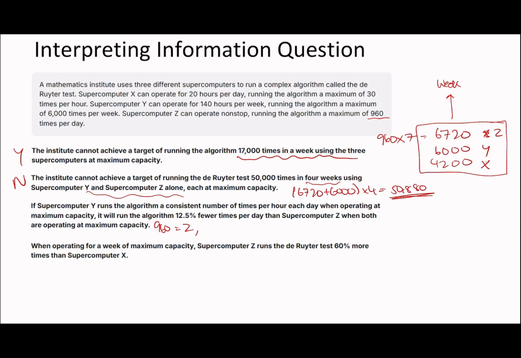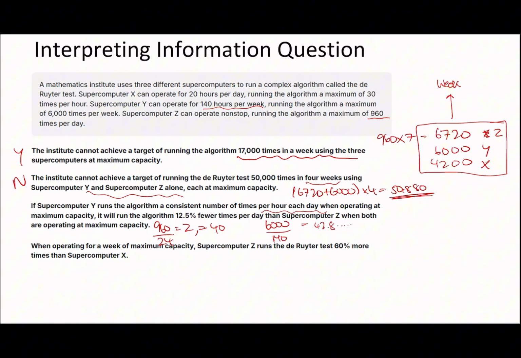So supercomputer Z operates a maximum of 960 times per day, but this is asking for per hour. So you have to do 960 divided by 24, which equals 40. And then for supercomputer Y, you have to do 6,000 divided by, and if it's 140 hours per week, per day it's going to be, oh no, it's not meant to be per day, it's just meant to be per hour. So per hour it's going to be 140. So 6,000 divided by 140, simply 42.8.